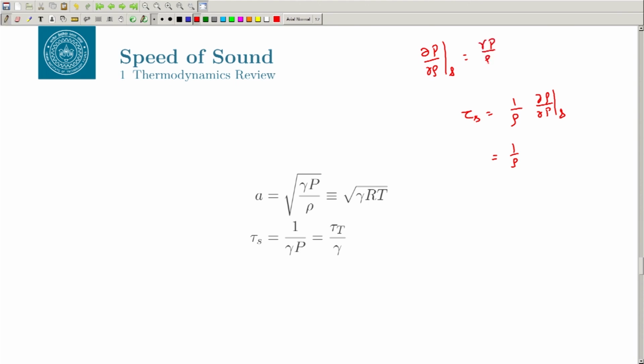That's gamma p by rho, right. So, this will be rho by gamma p here, rho will cancel out. So, your compressibility at constant entropy will be 1 by gamma p, right. Recall your isothermal compressibility is 1 by p, right. So, if you take the ratio of tau s by tau t, that will be 1 by gamma, right. So, your isentropic compressibility is even smaller than your isothermal compressibility, because gamma is higher than 1, right.